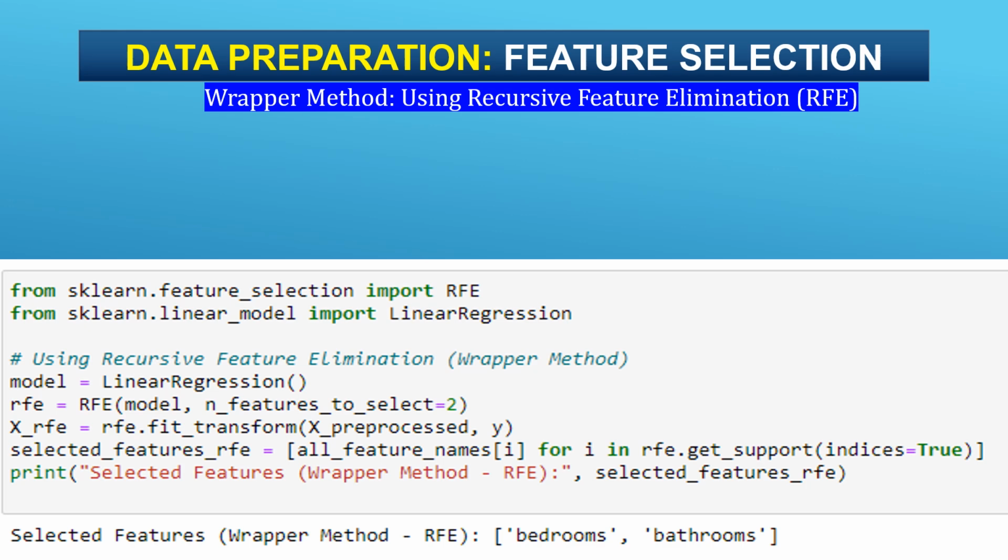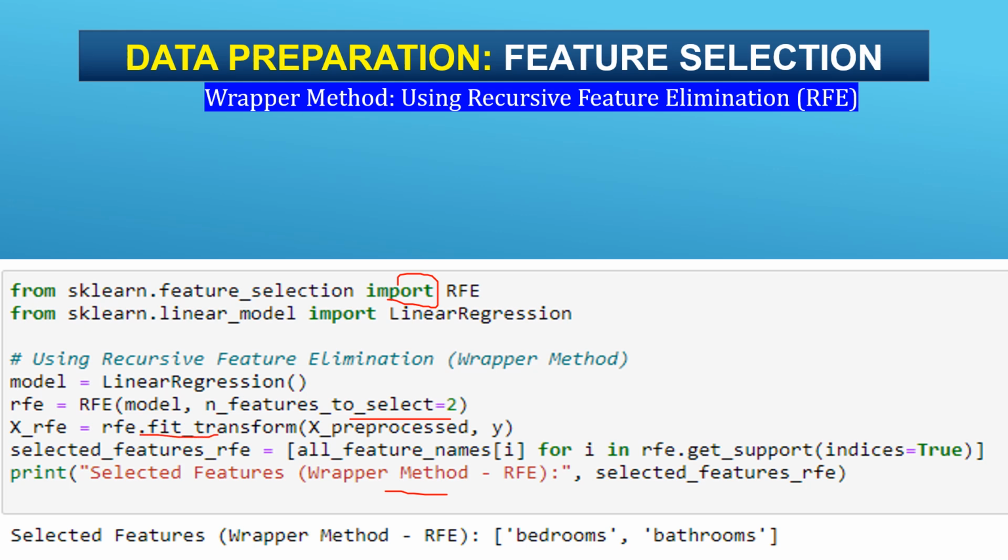And then RFE, important statement: import RFE and LinearRegression from sklearn.feature_selection and sklearn.linear_model. Wrapper method is used. Initialize the model as a LinearRegression instance. Setup of RFE, specifying the model and n_features_to_select as two best features. Fit and transform.